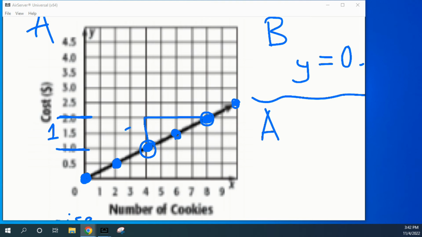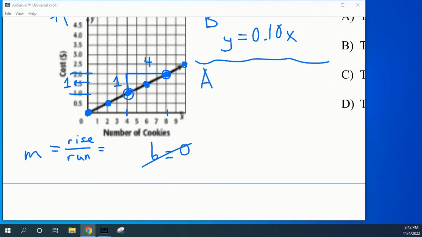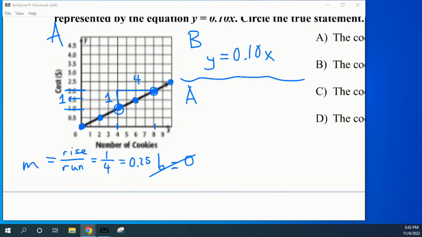So when I went up, I didn't go up 2, because remember, each of these is going up by a half, and that's why I put this 1 here. So my rise is a 1, according to the numbers. My run, since my cookies are going by 1s, 1, 2, 3, 4, my run is 4. So in this case, I've got a rise of 1 and a run of 4, which, if I put that into a decimal form, would be 0.25.